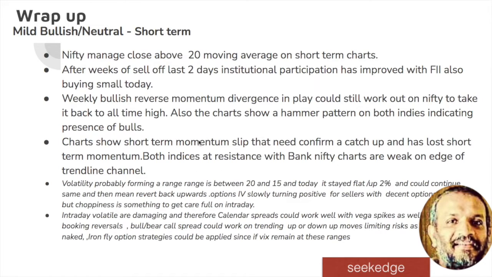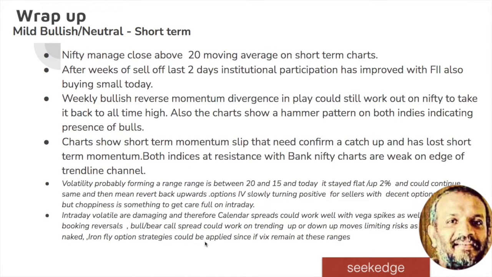The charts are showing that there is a slippage of the momentum and the trend also on the short term, on the daily charts. And the BANKNIFTY is weak by comparison. It's on the edge of a trend line channel. So these are all reasons why it is only mildly bullish, not fully bullish, right? Or not moderately bullish. The last 2 points I repeat every time.